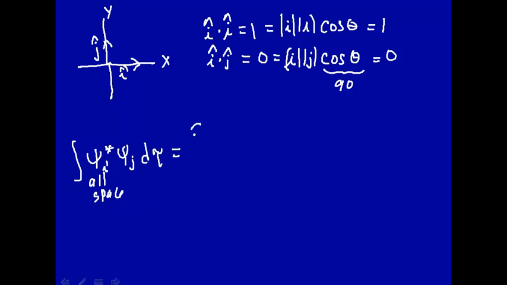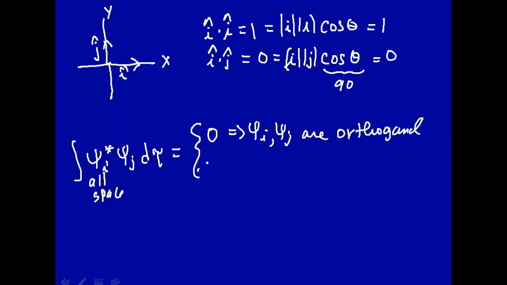And if that is equal to 0, then psi i and psi j are orthogonal. And if it's equal to 1, that implies that, for i not equal to j, for i equal j, so in other words, you're squaring the wave function and integrating over all space, that implies that psi i is normalized.